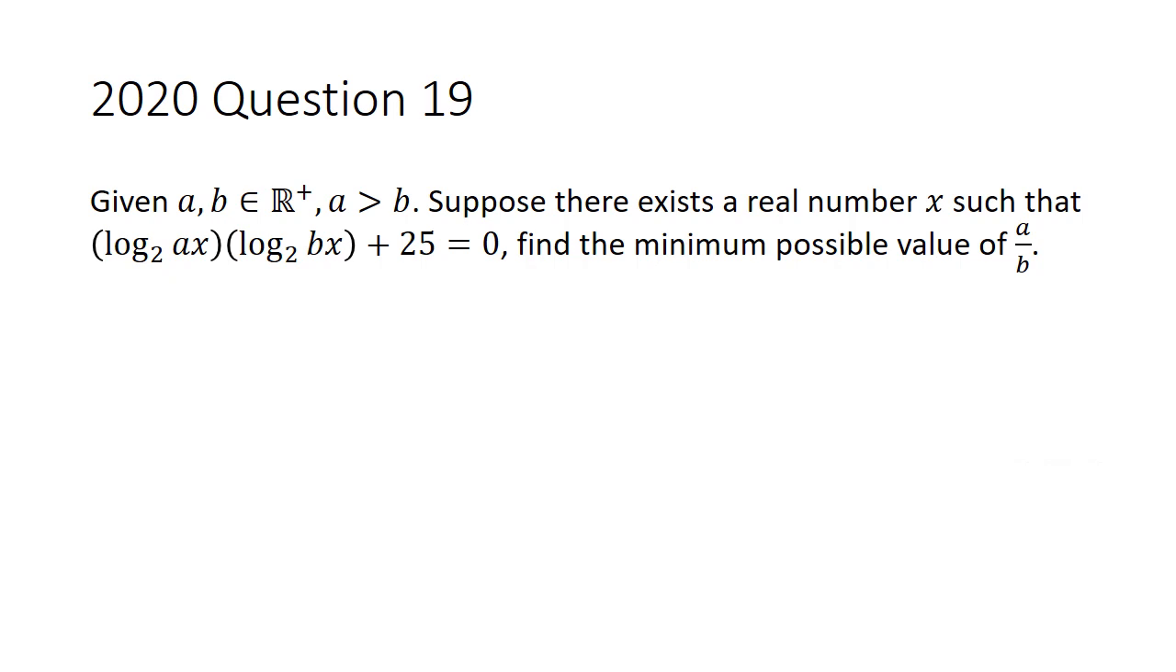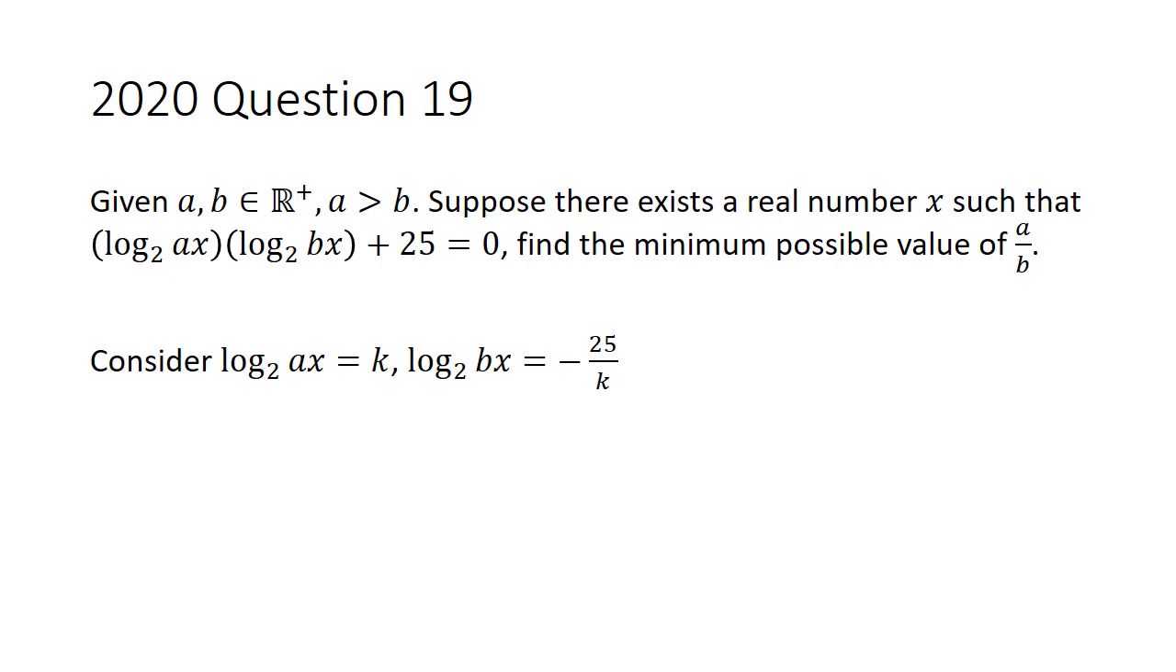So to solve this problem, maybe we can first change this log problem into an indice problem, which is easier to manage. So what I can do is I can let log base 2 of ax equals to k and log base 2 bx equals to negative 25 over k. That way, if I multiply these two logs together, the k's will cancel out and I'll get negative 25, which will add to the positive 25 to give us 0.